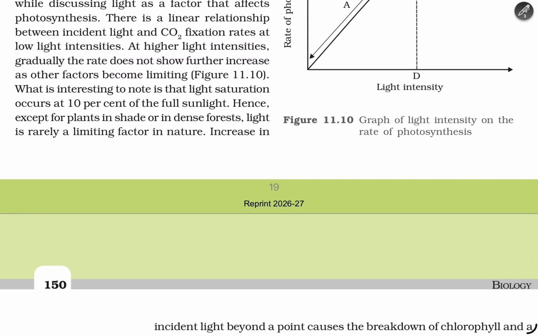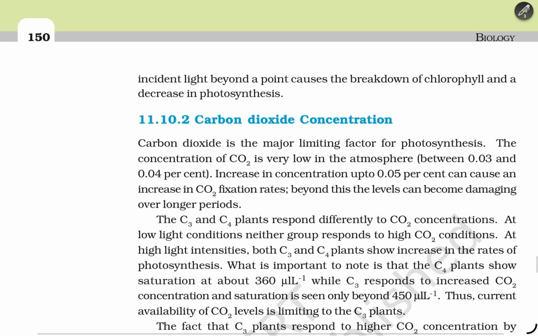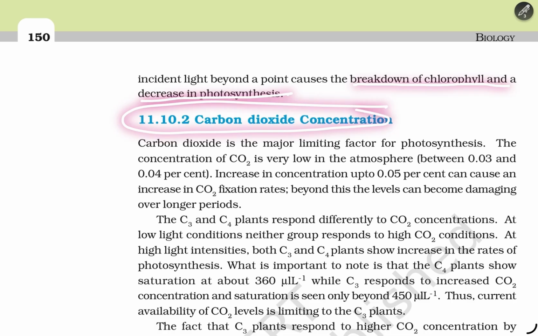What is interesting to note is that light saturation occurs at 10% of full sunlight. Hence, except for plants in shade or in a dense forest, light is really not a limiting factor in nature. Increase in the incident light beyond a point causes breakdown of chlorophyll and a decrease in photosynthesis. Carbon dioxide concentration is a major factor limiting photosynthesis.